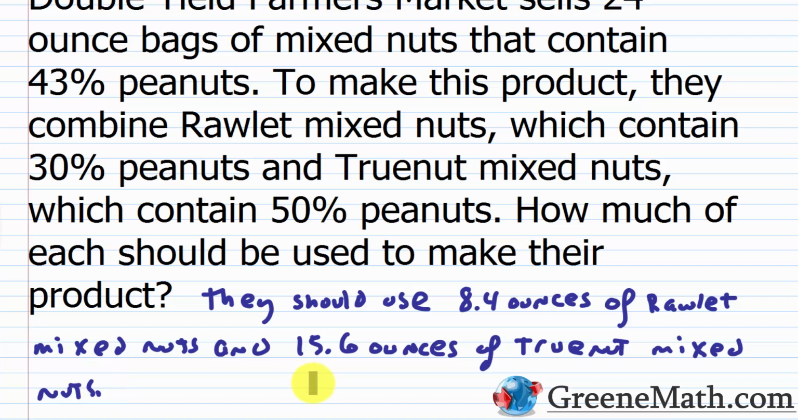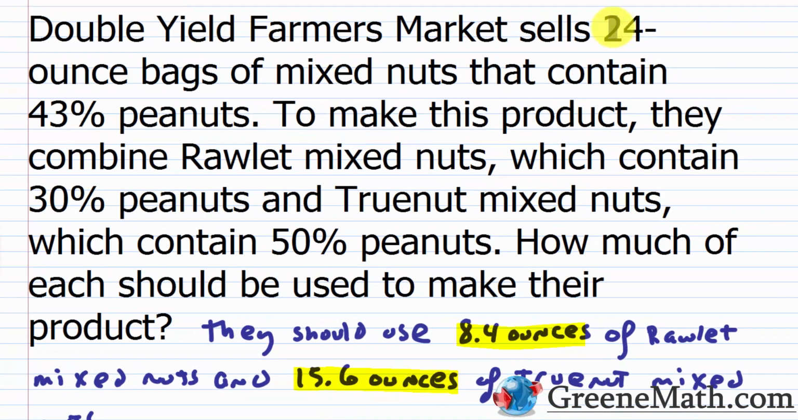All right, so to check this, the first thing you want to do is make sure that the number of ounces coming from Rowlet mixed nuts and the number of ounces coming from the True Nut mixed nuts match up. So you've got 8.4 ounces coming from Rowlet mixed nuts and 15.6 ounces coming from the True Nut mixed nuts. That does give you 24 ounces, okay? 15.6 plus 8.4 would give you 24. So you're good to go there.